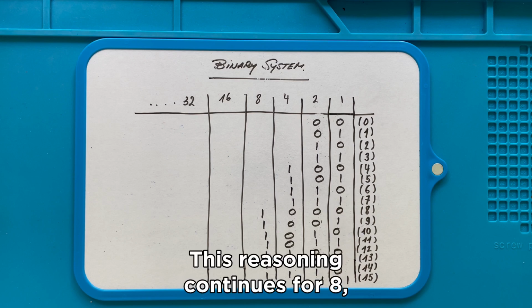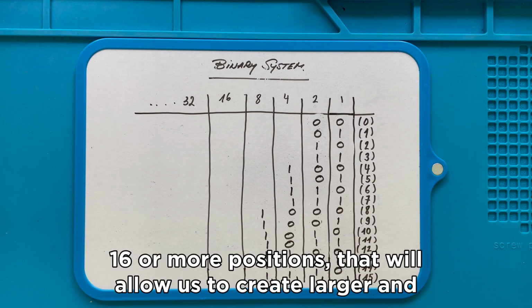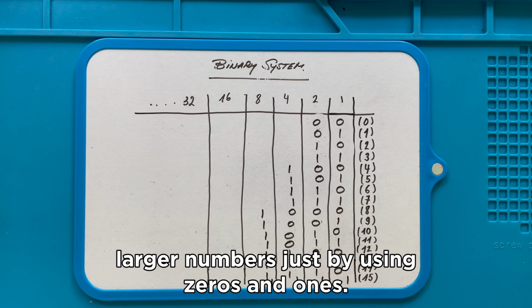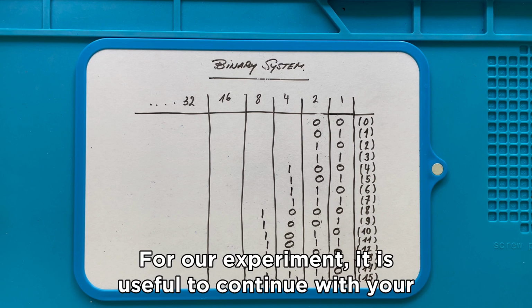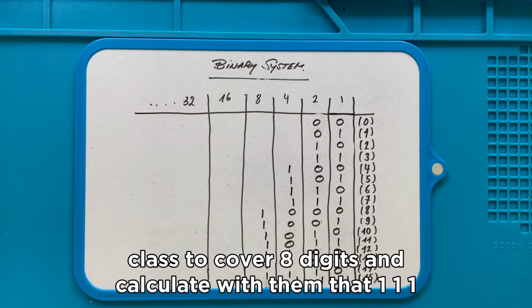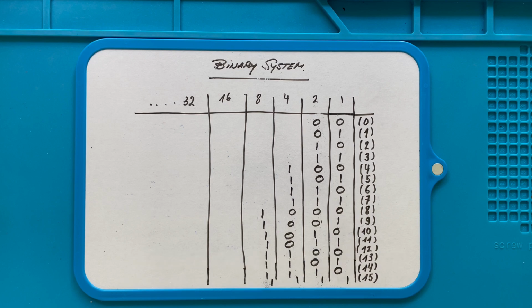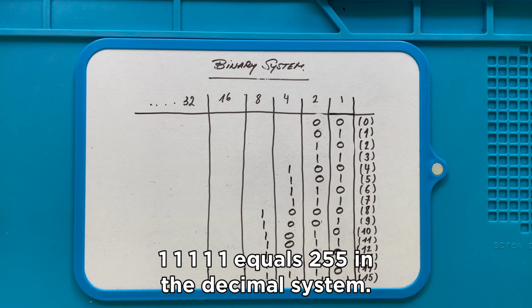This reasoning continues for 8, 16 or more positions that will allow us to create larger and larger numbers just by using zeros and ones. For our experiment, it is useful to continue with your class to cover 8 digits and calculate with them that 11111111 equals 255 in the decimal system.